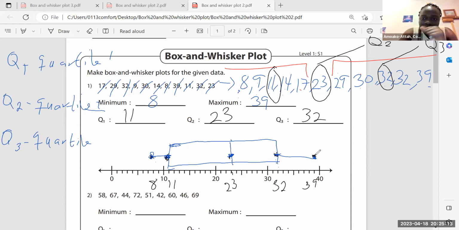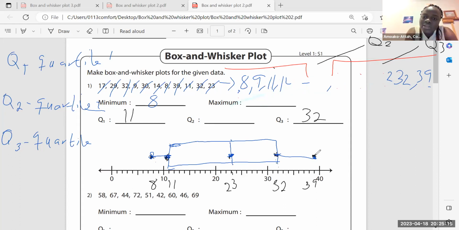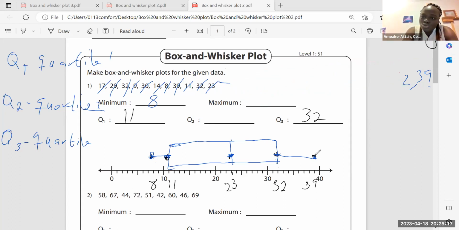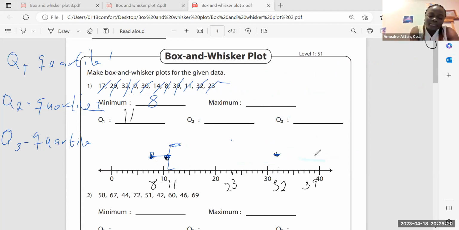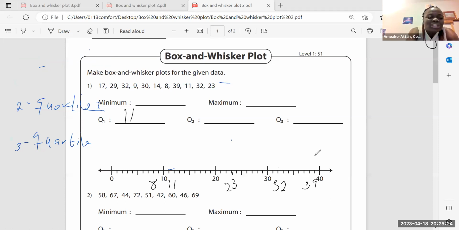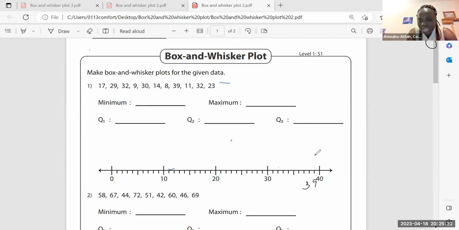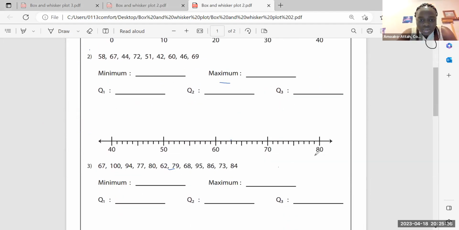Okay, now let's see the second question, but I'll leave that for you to solve, okay? That one is when we have our data to be even. This data was an odd number. So let's see when we have an even number and how we can find the quartiles in it.